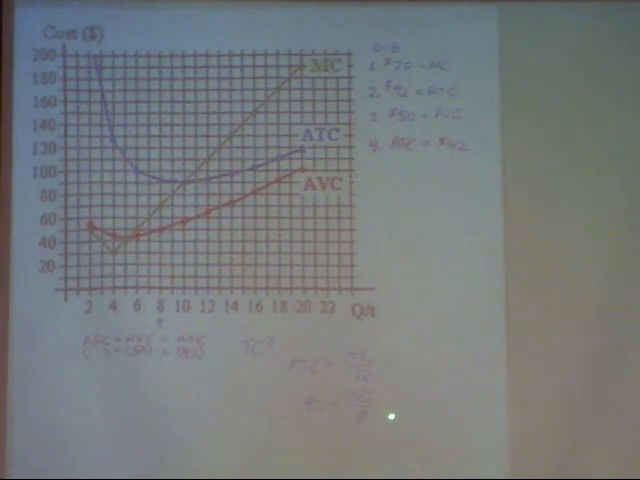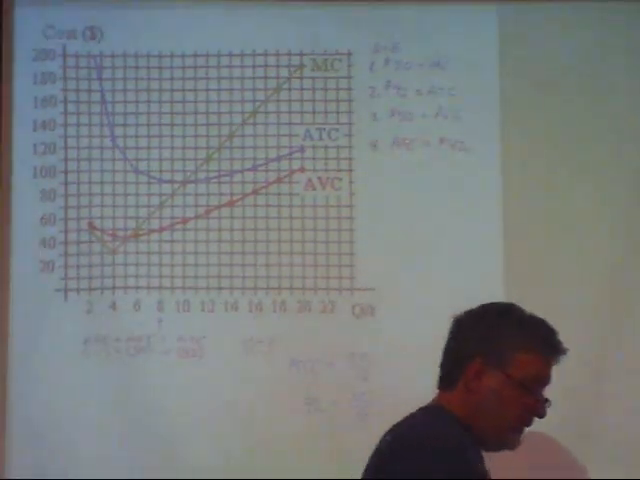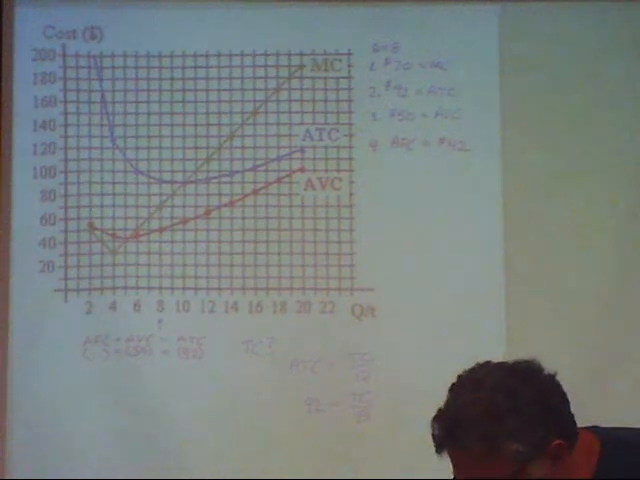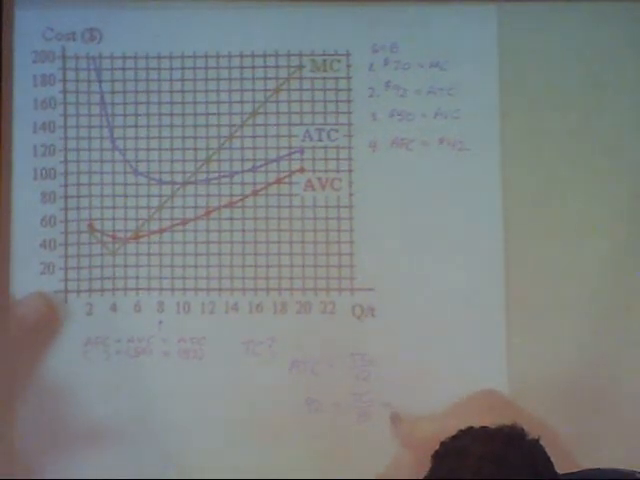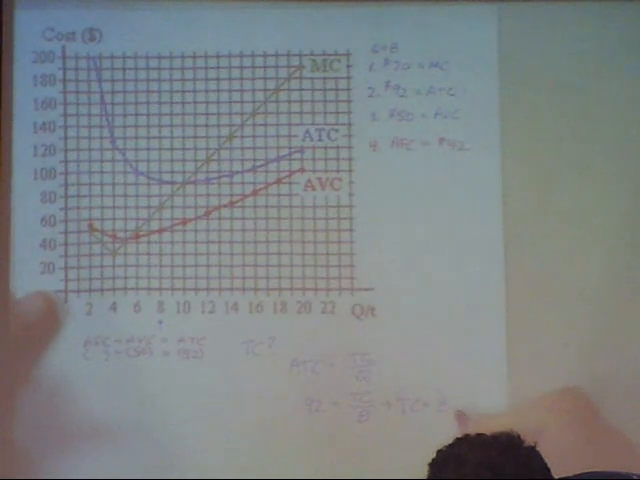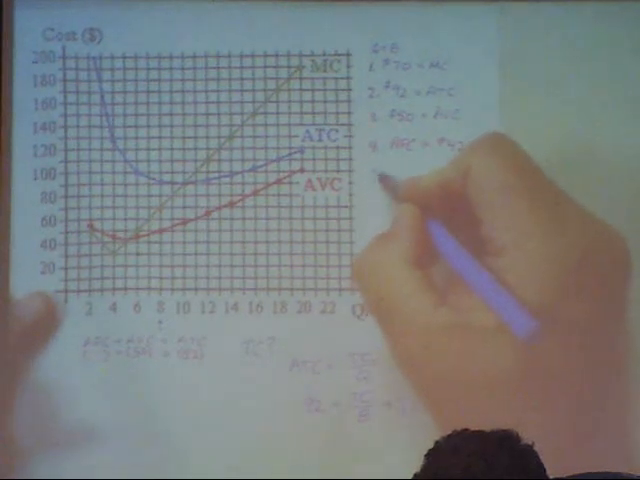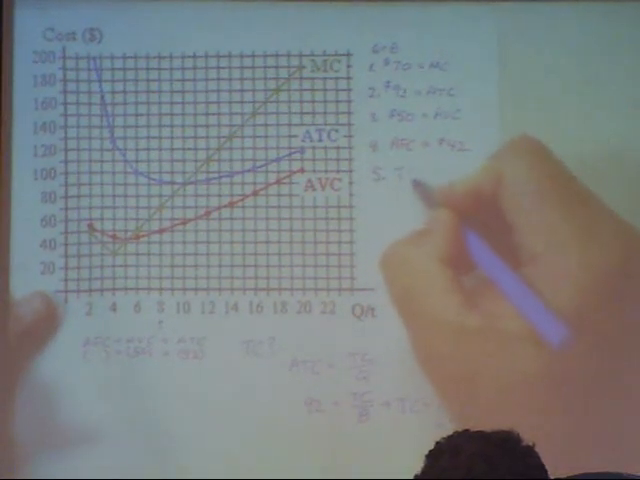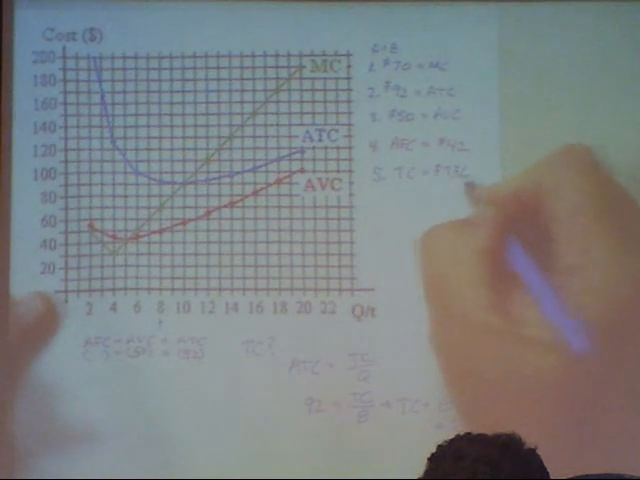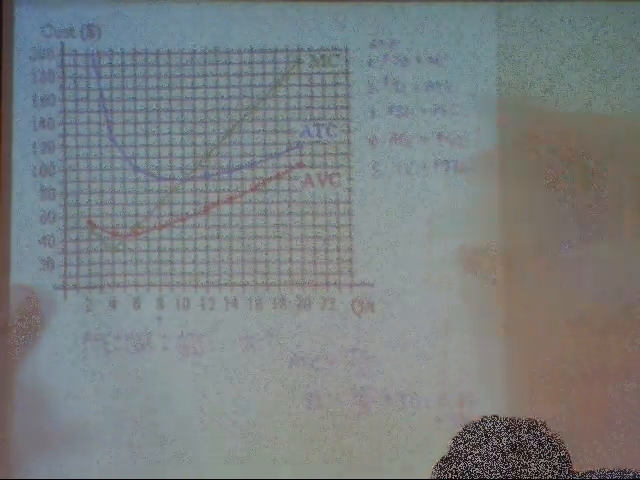Just applying algebra, multiply both sides by 8, and you figure out that the total cost has to be 8 times 92. 8 times 92 is 736, I think. So the total cost has to be equal to 8 times 92, and that is 736. So, total cost is 736. Figure that out from the answer to number 2.